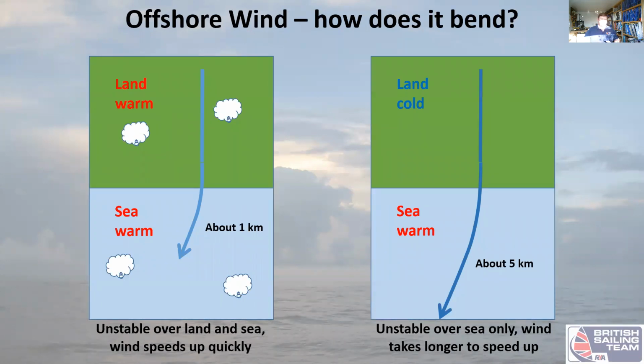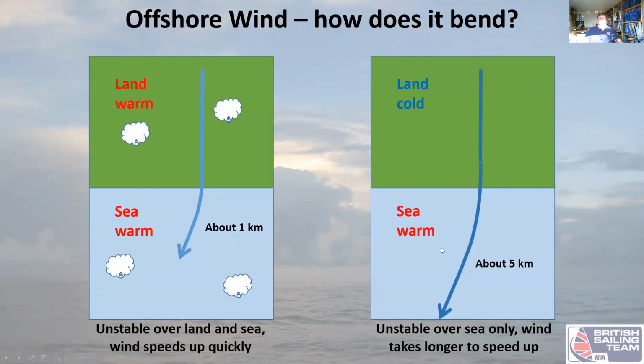So what you do find in the northern hemisphere with an offshore breeze, the wind does bend to the right as it goes offshore by about 15 degrees or so, and how quickly that happens depends very much on the temperature of the land and the sea. If everything's nice and warm in the summer, if you've got a warm land, relatively warm sea, and little puffy cumulus clouds everywhere, then you'll get that bending happening within about a kilometre of the shore.